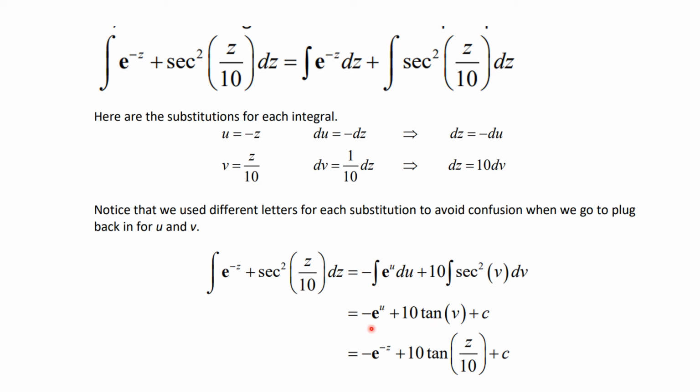So the answer in terms of u's and v's is minus e to the u plus 10 tangent of v plus c. And returning to the native variables, note that there were 2 native variables though. This is going to be minus e to the minus z plus 10 tangent, and that's going to be z over 10 plus c. That is the correct answer.